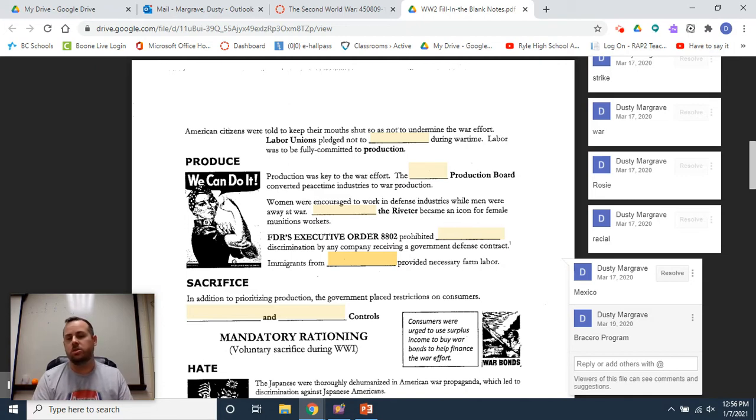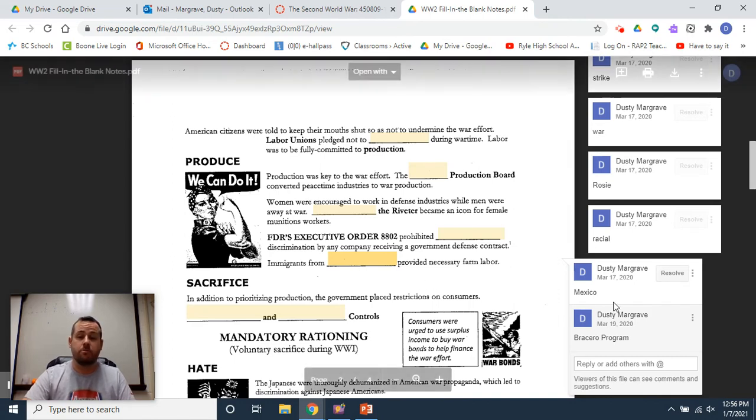And Mexican immigrants would come across and come into our country, and they provided necessary farm labor to feed our country and to do things like that. This was encouraged by the government. It was called the Bracero program.